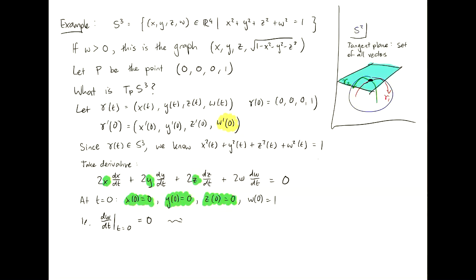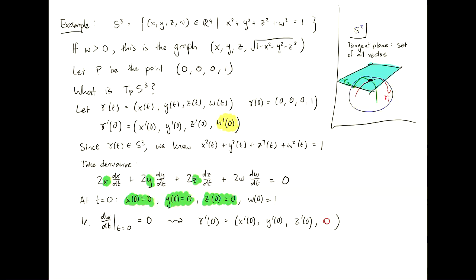And what that tells us, if I put this all together, is that gamma dashed of naught, so the derivative of any curve that is part of my tangent space, is x dashed of naught, about which I know nothing, y dashed of naught, about which I know nothing, z dashed of naught, about which I know nothing, w dashed of naught, about which I know something very important, that it's 0. And this describes my tangent plane.